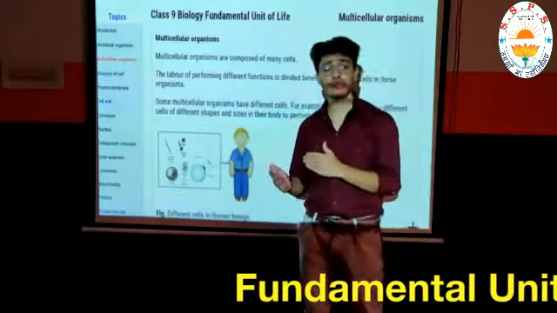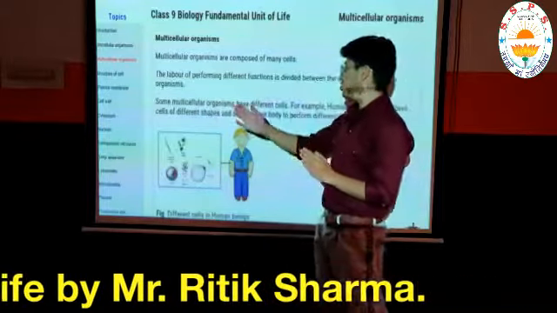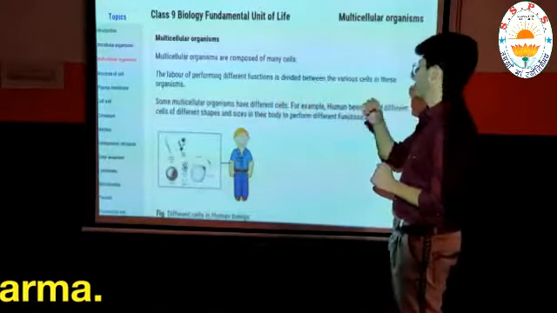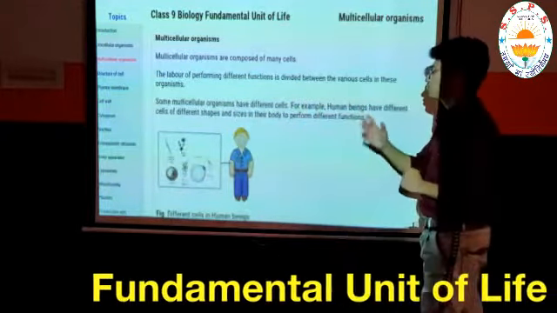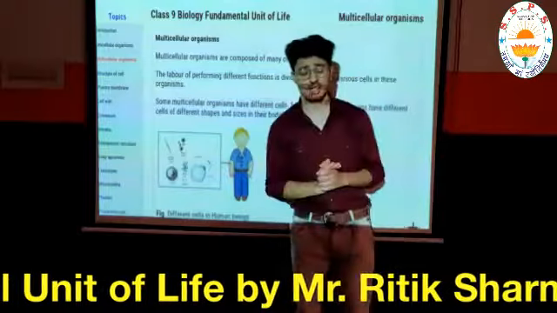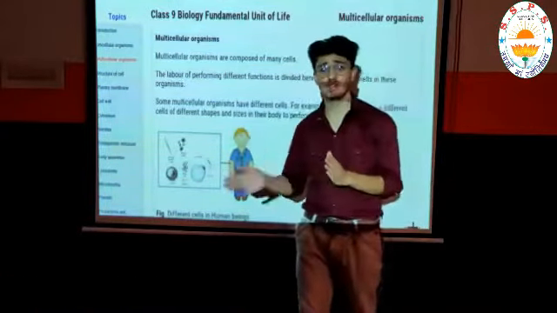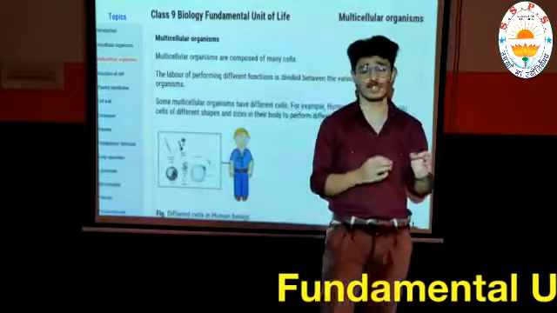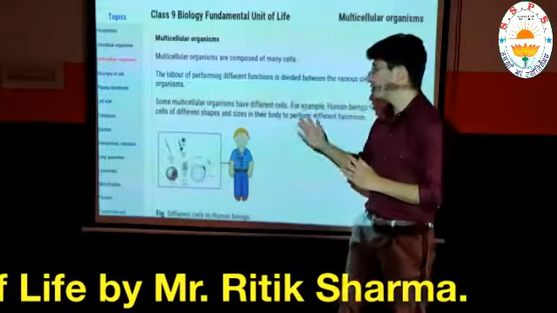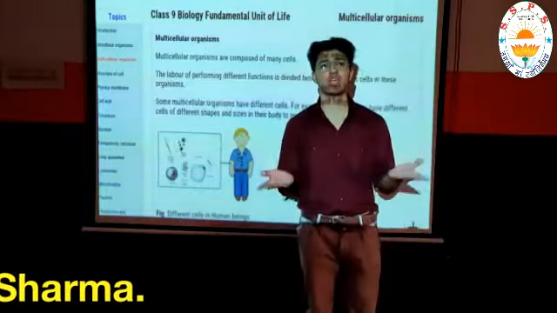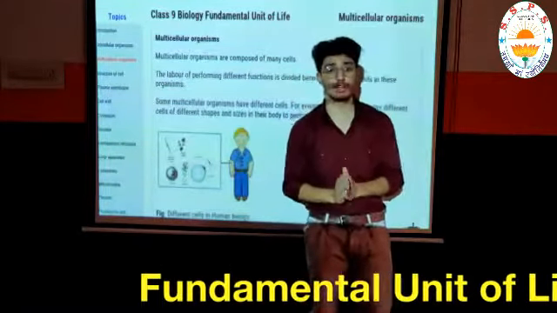We have different types of cells, special types of cells for performing each function. For example, human beings have different cells of different shapes and sizes in their body to perform different functions. And what are the examples of multicellular organisms? You can name any animal: humans, cats, dogs, birds. They all are multicellular organisms.